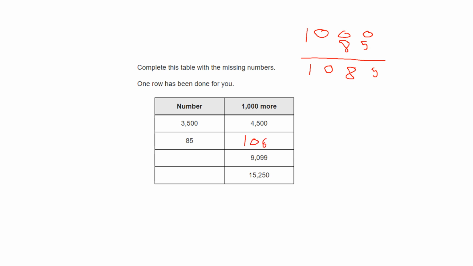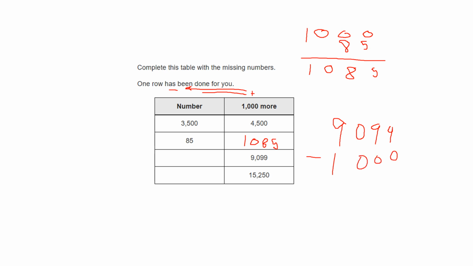However, this time they're giving me my number with 1,000 more and I have to find the original number. So when we work this way, we've got to add, when we work backwards, we've got to do the opposite, the inverse, which is take away. So I've got 9,099 and I am going to take away 1,000.